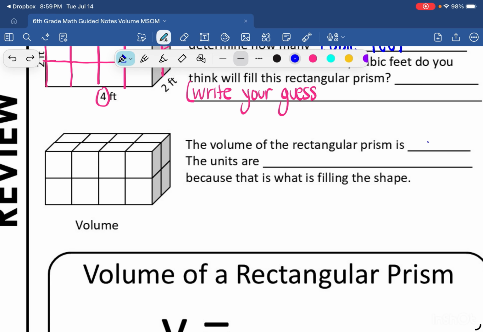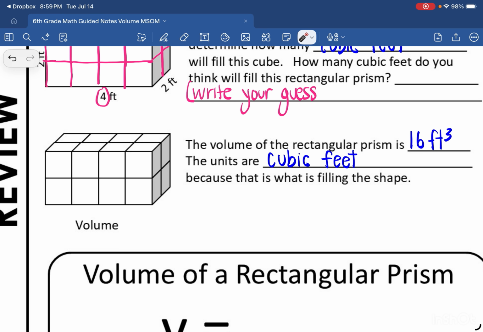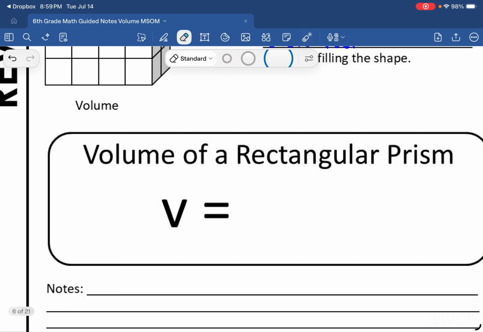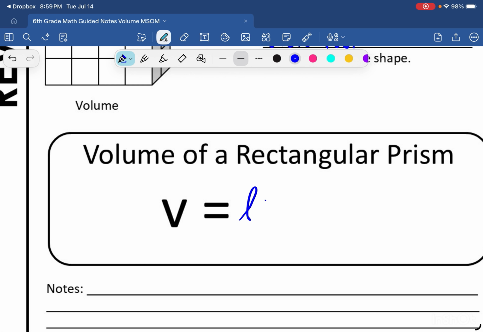The volume of the rectangular prism is 16 cubic feet, or feet cubed. The units are cubic feet because that is what is filling the shape. So if you notice, we have 8 here in front, and then we have another row of 8 behind it. So there will be 16 cubic feet. The volume of a rectangular prism is length times width times height. LWH is how you'll often see it, but that will be length times width times height.